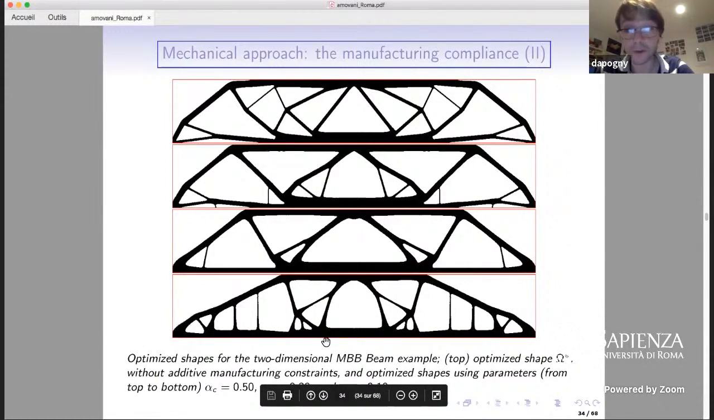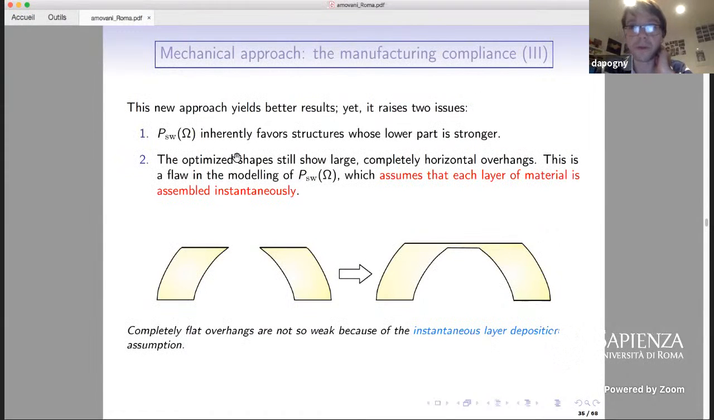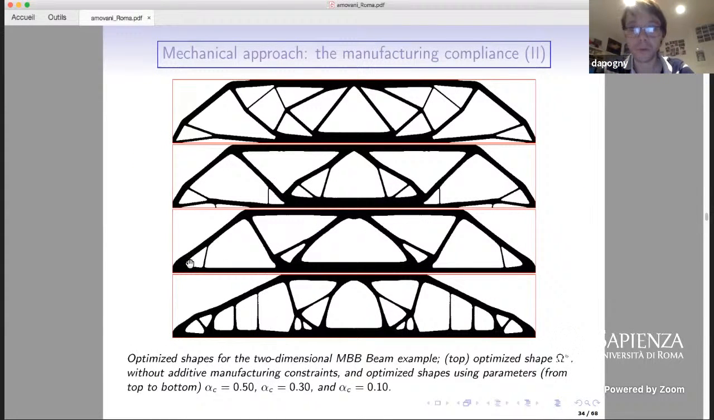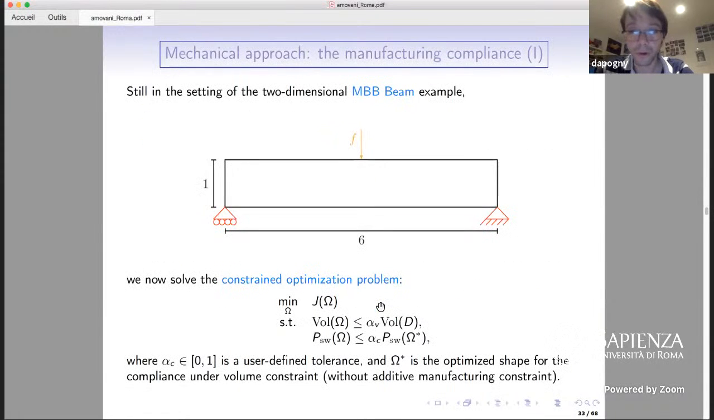Actually, we could be a little bit critical here, because even with the most strict threshold for the manufacturing constraints, the result gives good results, but not perfect results. There still are some regions with overhangs, notably these two regions that I'm showing here. There are two reasons for that. First, we see that the use of this manufacturing constraint favors structures which have stronger lower parts. This is because where an overhang is happening in the lower part, the overhang will count in every intermediate shape in the integral which is given over here. So it will penalize a lot the value of the overhang constraints.